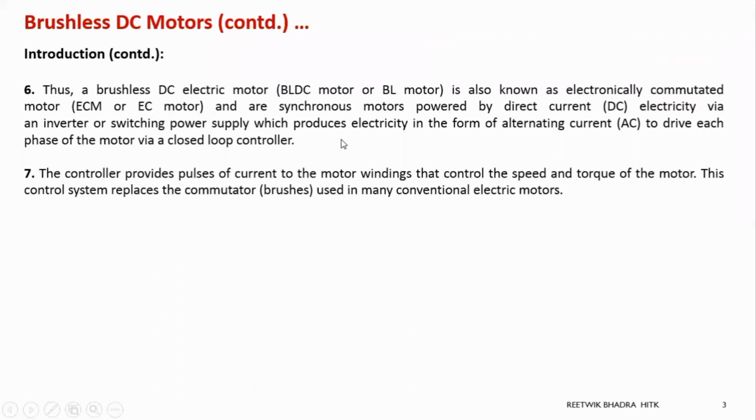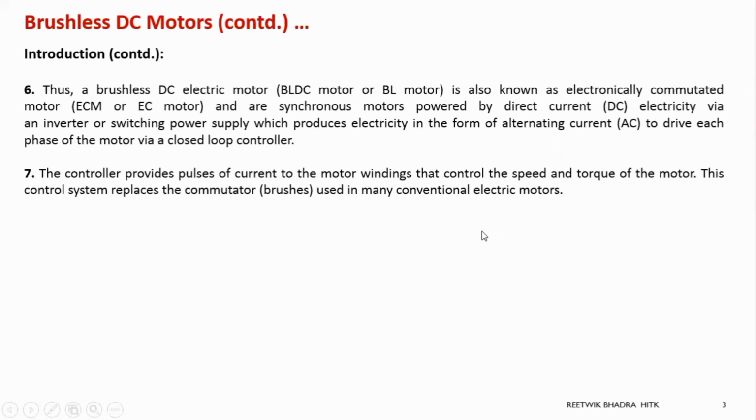It is an asynchronous motor powered by direct current via an inverter. You know what an inverter is doing? An inverter converts your DC into AC. So you are converting the DC into AC, and that is given to a brushless DC motor. Since these are AC motors, they can be operated this way. Brushless DC motors are generally available in two-phase and three-phase. The three-phase are the more common brushless DC motors.